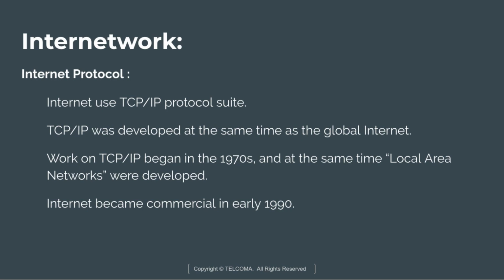Next is Internet Protocol. Here the Internet uses the TCP/IP protocol suite. TCP/IP was developed at the same time as the global Internet, and work on TCP/IP began in the 1970s, and at the same time local area networks were developed. The researchers who proposed TCP/IP also proposed the internet architecture that we have described above, and the internet became commercial in the early 1990s.